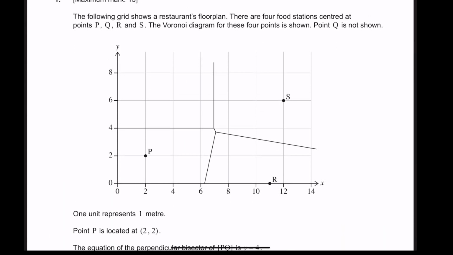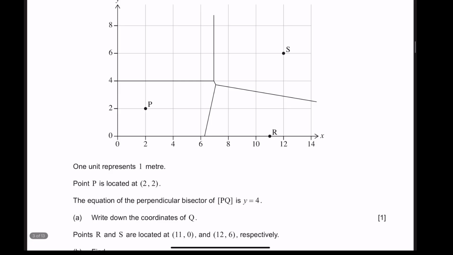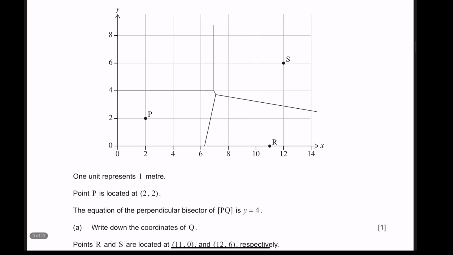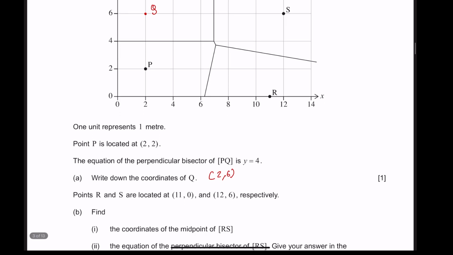Here is a grid which shows a restaurant's floor plan, and we have 4 food stations centered at P, Q, R and S. I see P, R and S here, but point Q is not shown. 1 unit represents 1 meter. P is located at (2, 2). The equation of the perpendicular bisector between P and Q is y = 4. If you think of it as a mirror, Q would be placed here, so the coordinates will be (2, 6). That's all for the first one.